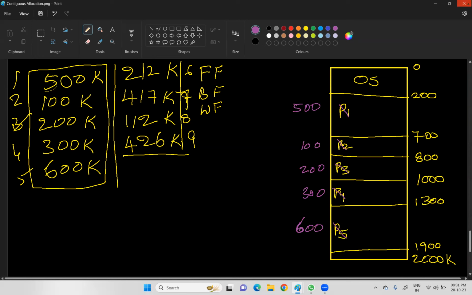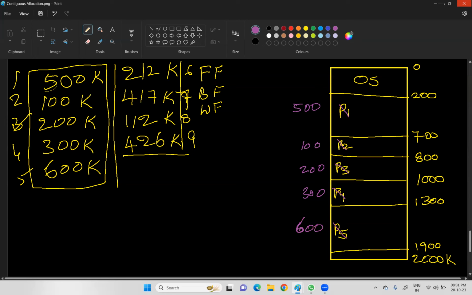Now, a few more processes have entered the ready queue. The sixth one is 212, the seventh one 417, the eighth one 112. And let me say the ninth one is 426.